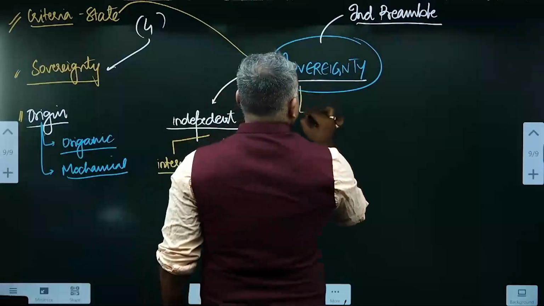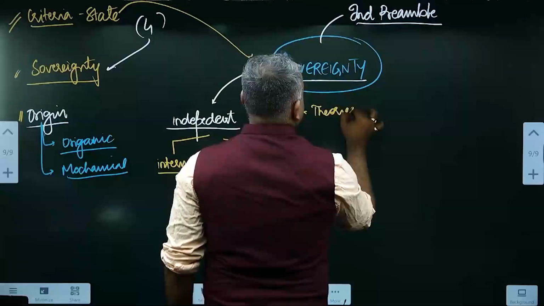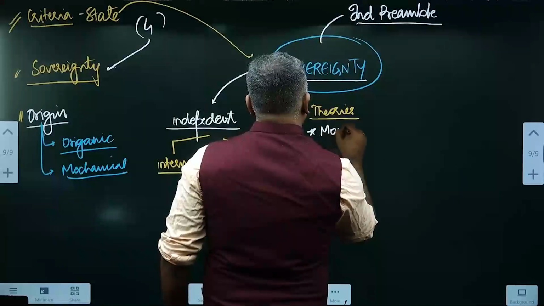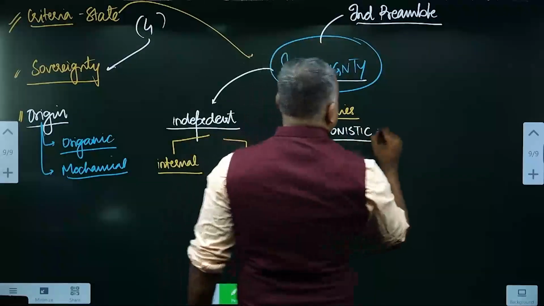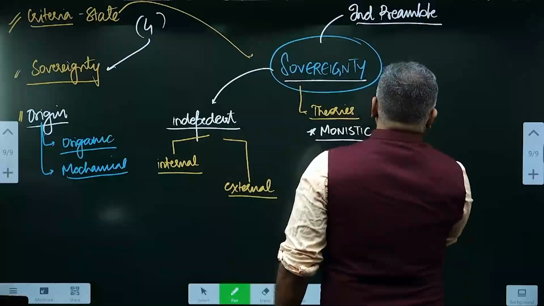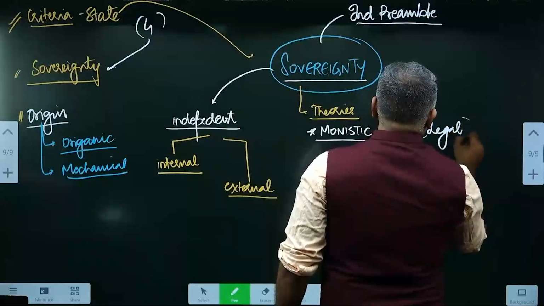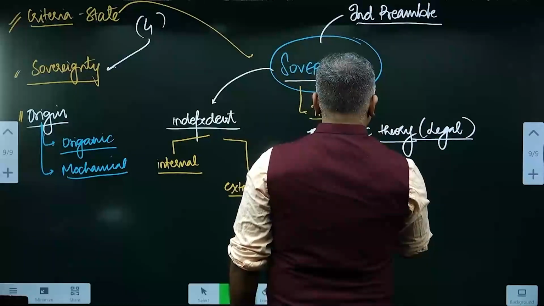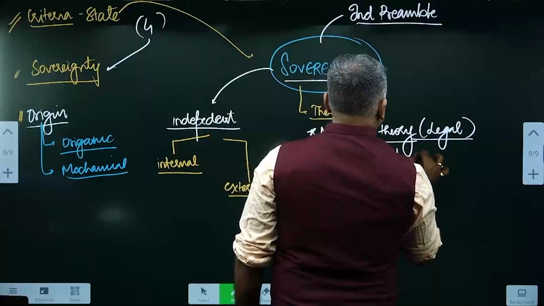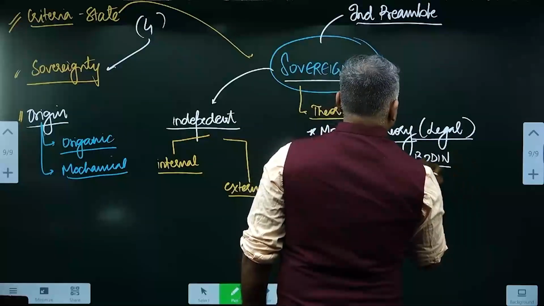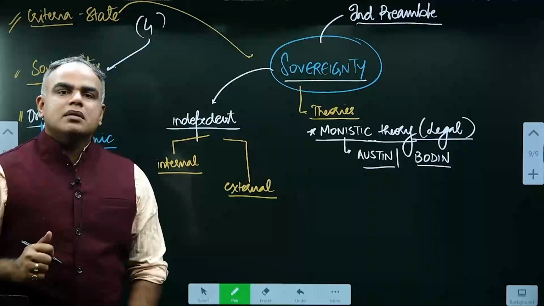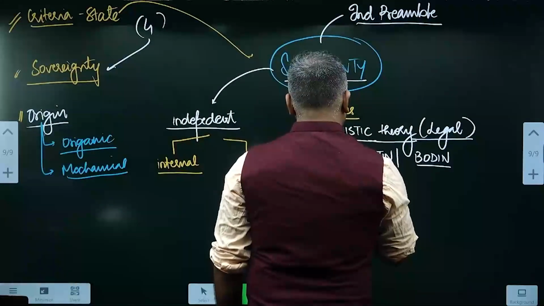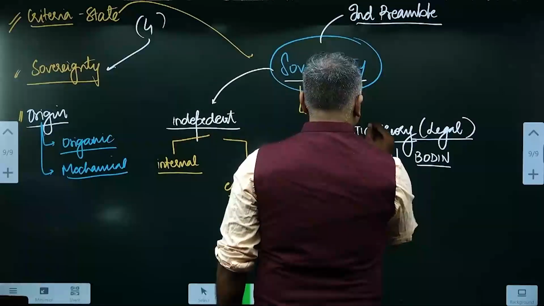Now, in sovereignty, please remember, there are certain theories of sovereignty. The most dominant theory happens to be the monistic theory of sovereignty, which is nothing but almost a legal theory of sovereignty. So in the works of Austin, Bodin, we see the monistic or legal theory of sovereignty. Here, what do they say? Simple. Monistic means what? Single, one.